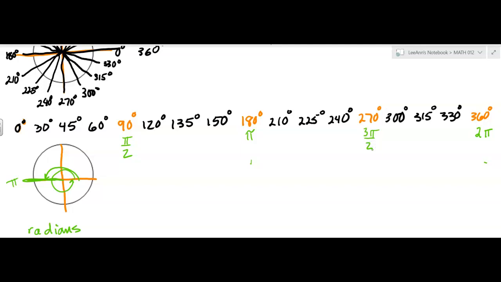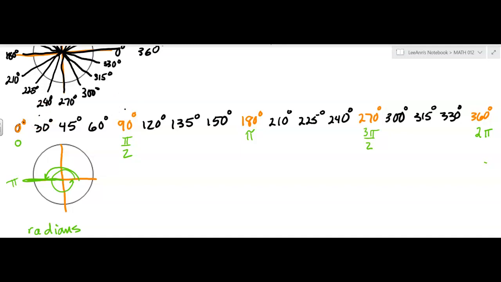Now, what if I went 0 degrees? I didn't go any on the rotation. That would be 0 radians. Now, notice the difference. You don't have the degree symbol. So 0 degrees and then 0 radians is just a 0. Okay? All right.